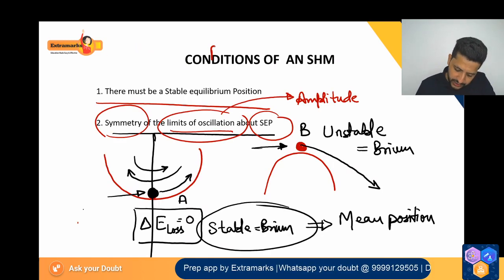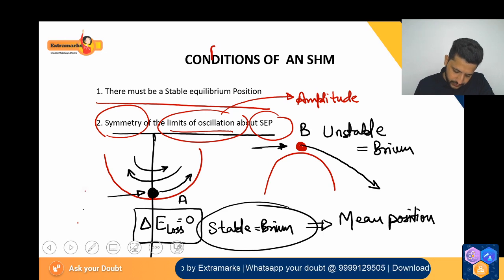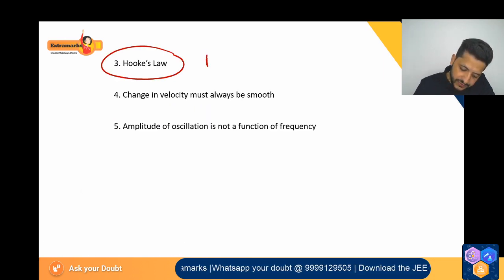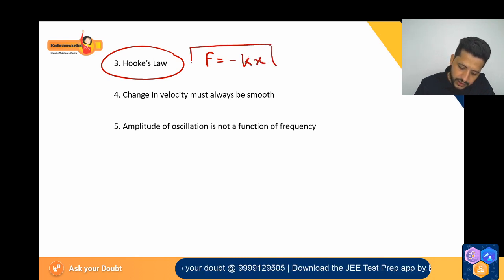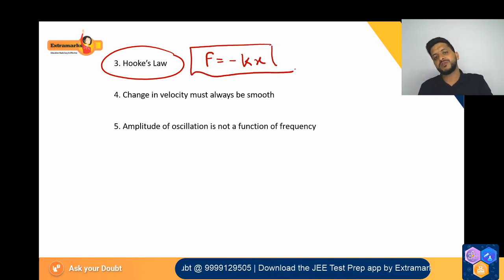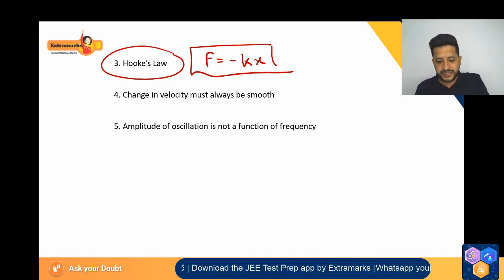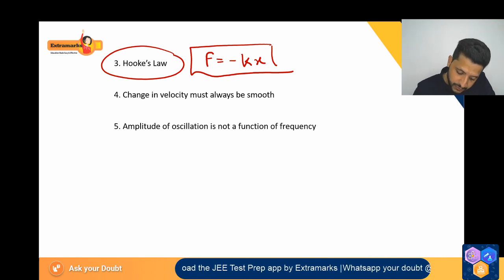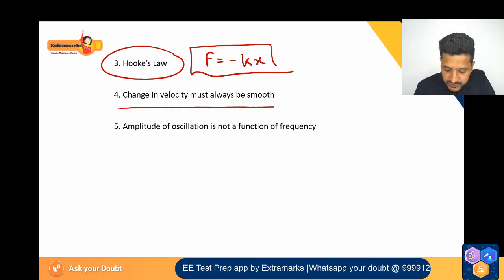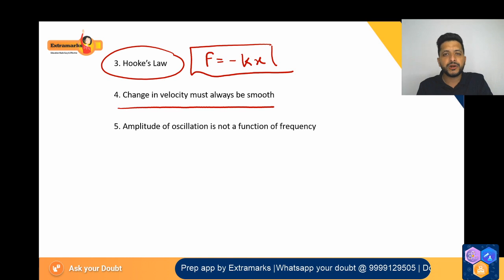Hooke's law says F is equal to minus kx. This equation is derived from Hooke's law, so that we already know. If this equation is followed, then it is an SHM mathematically. Next point is that the change in velocity must always be smooth. Very important point.